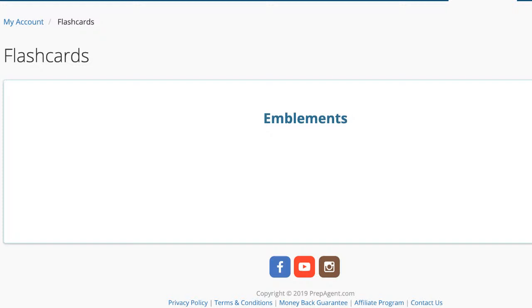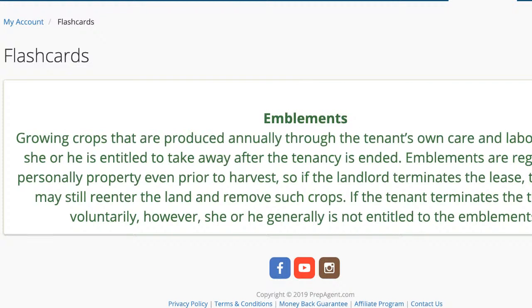So we got the word emblements on the board. What are emblements? Who can tell me what emblements are? Okay, so emblements are crops. Good job, everybody. Emblements are crops.